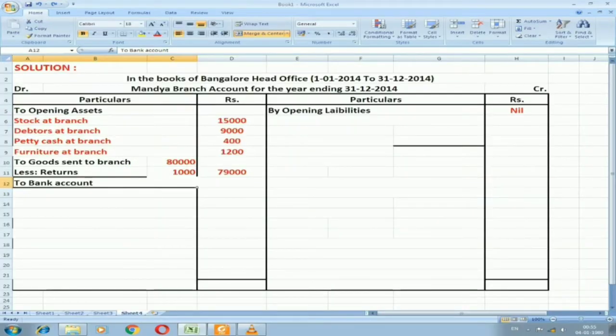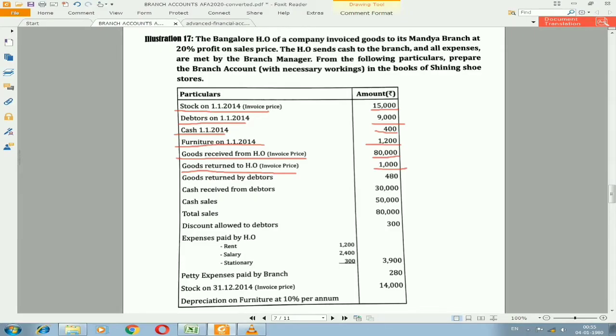Then we need to record bank account. Remember, while recording bank account on the debit side, we are supposed to take whatever the expenditure which has happened to the branch. For that expenditure, the head office needs to pay the money. Then only we are going to record it, because we are preparing the books under head office. That is the reason the expenditures as well as income which is related to the head office we are supposed to take.